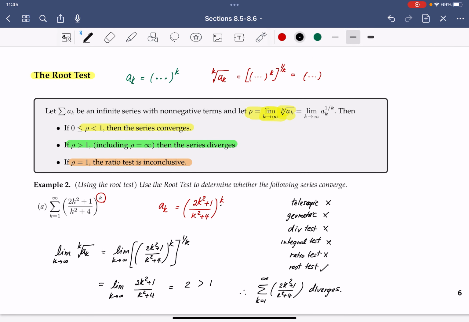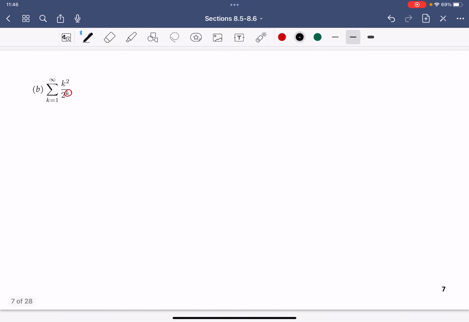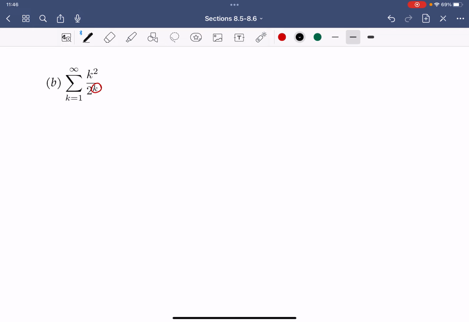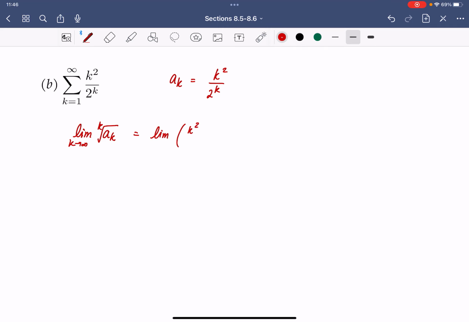Alright, so 5 more minutes for today. Let's compute part B and then we're just going to end the class today. So question 2b here, let's do the root test for this one. Here ak is k squared over 2 to the k. So this is ak, okay? And now you want the limit of the k-th root of ak. You do the limit of k squared over 2 to the k, raised to the 1 over k.